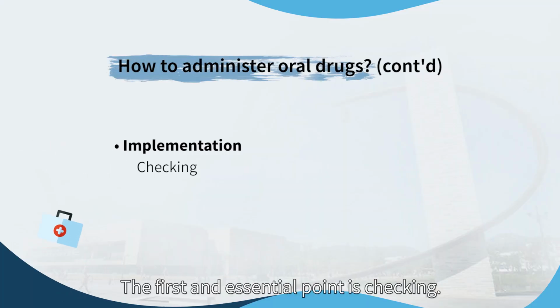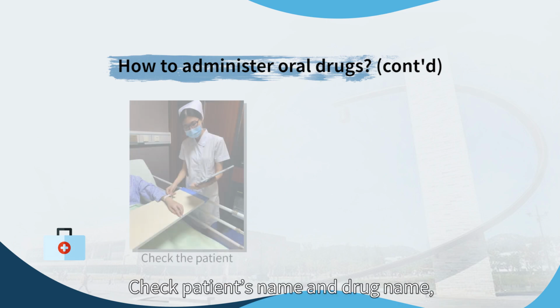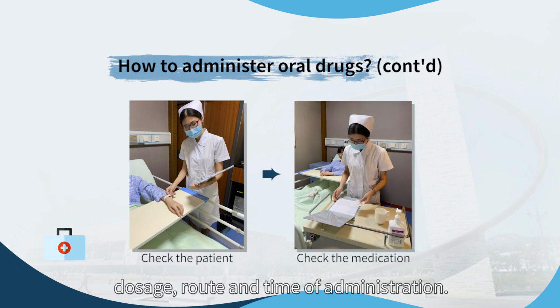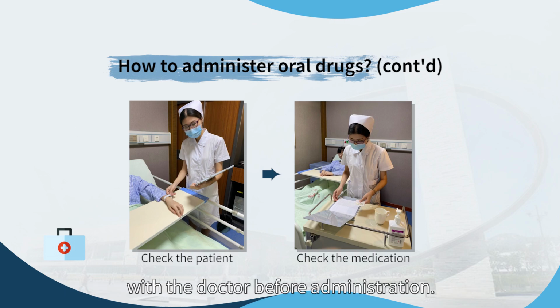The first and essential point is checking. Check accuracy and completeness of MAR with the doctor's order. Check patient's name and drug name, dosage, route and time of administration. Please remember to clarify incomplete or unclear orders with the doctor before administration.